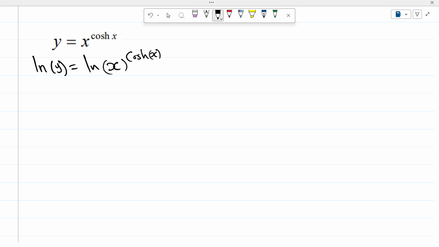And then we apply laws of logarithms there, or properties of logarithms. This is just going to be the natural log of y, which equals the hyperbolic cosh of x multiplied by the natural log of x. And then on our right hand side, we can see that we've got two different functions multiplying each other. That means for us to be able to differentiate that, we should use product rule.